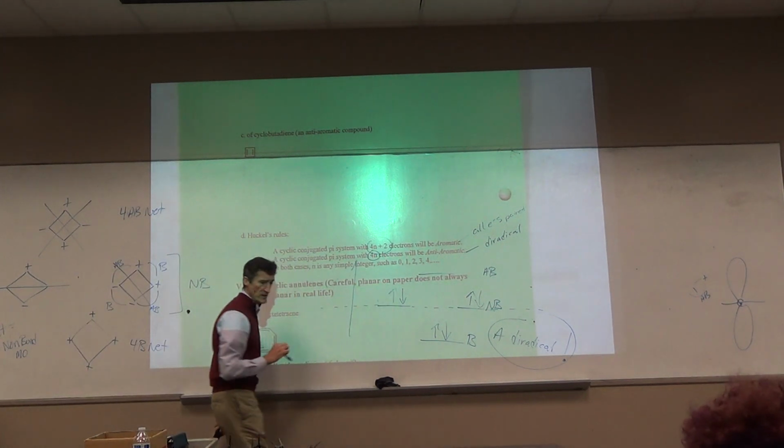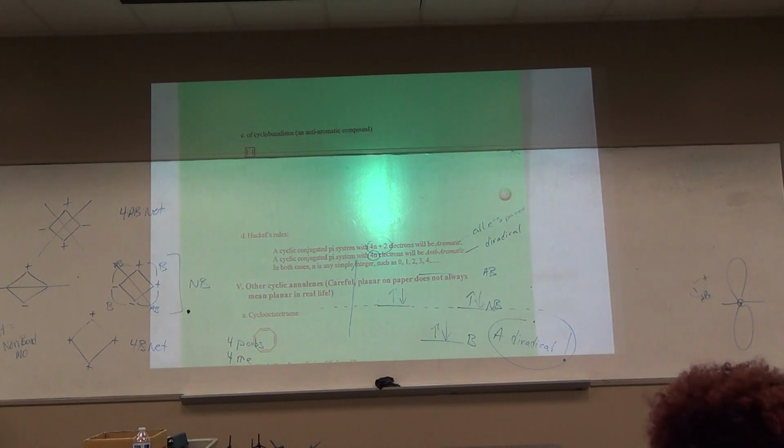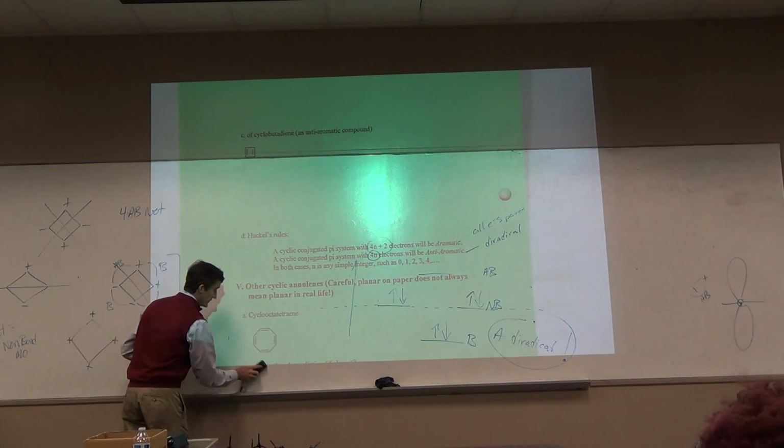But basically 4n numbers: if n is 1, that's 4. If n is 2, that's 8. If n is 3, that's 12. 4, 8, 12. What's next? 16. All those numbers are going to be anti-aromatic. And any 4n plus 2 number, if n is 0, that's 2, 6, 10, 14. Those are always going to be aromatic, or paired. All right? Let's do some more, though.